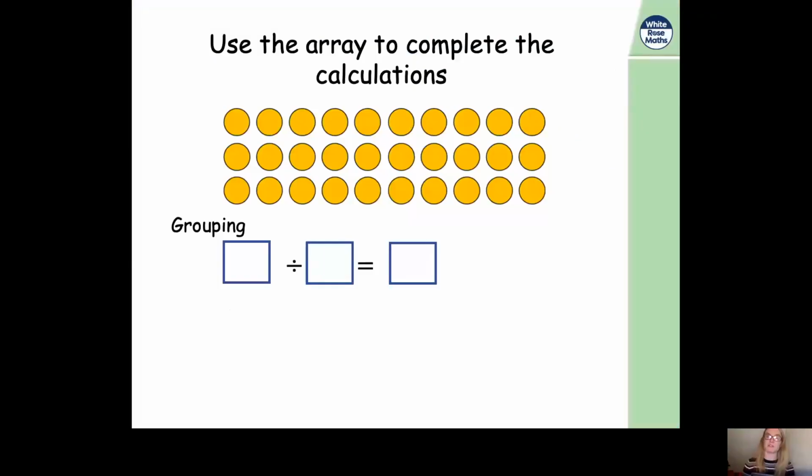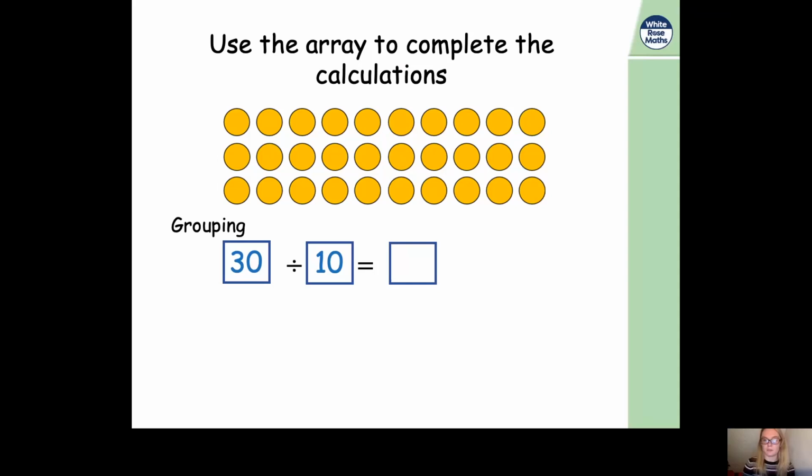So as I said, we're going to use grouping and sharing to help us with our dividing by 10. We're going to write a grouping number sentence, a division number sentence for this array. When I do my division number sentence, I always start with the total amount of objects, which in this case is 30. I've got 30 counters altogether, and I'd like to put them into groups of 10.